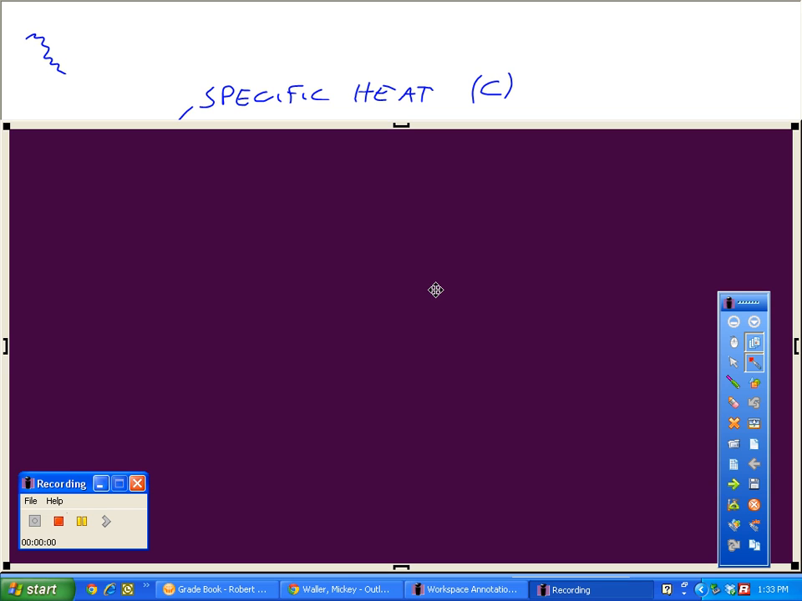If it gets hot, that means heat is being released. It's exothermic. If it gets cool, it means heat is being absorbed, and it's endothermic. But every chemical reaction, there is a change in heat energy. This chapter deals with that.